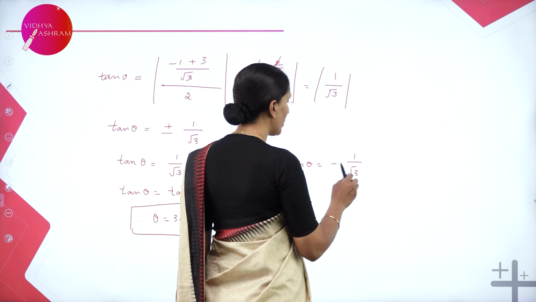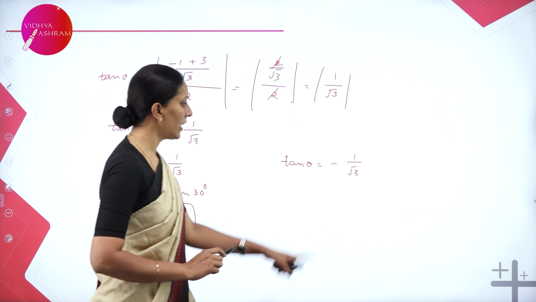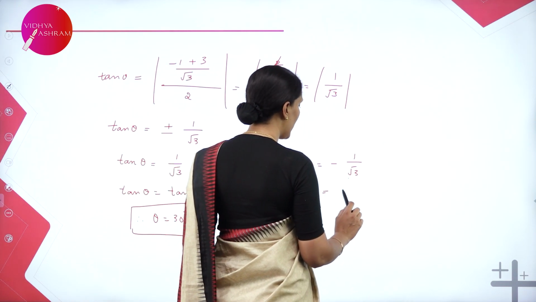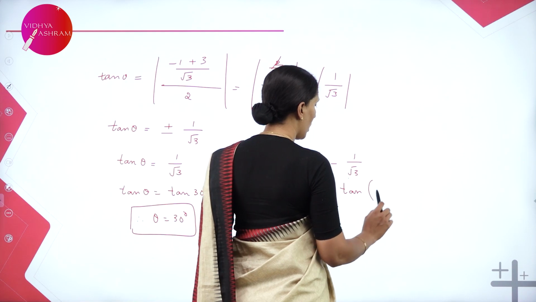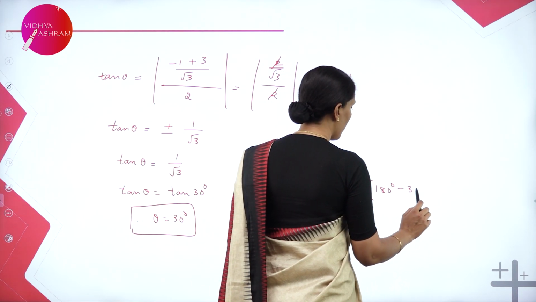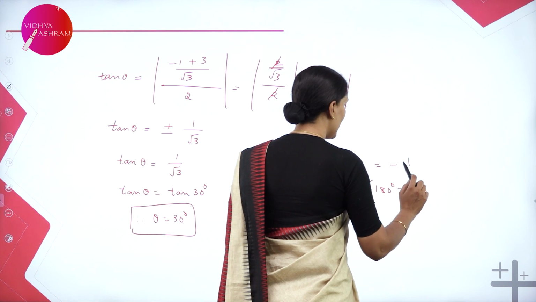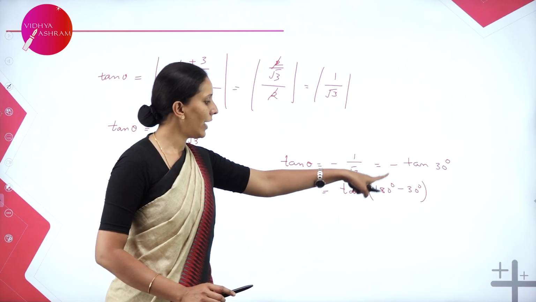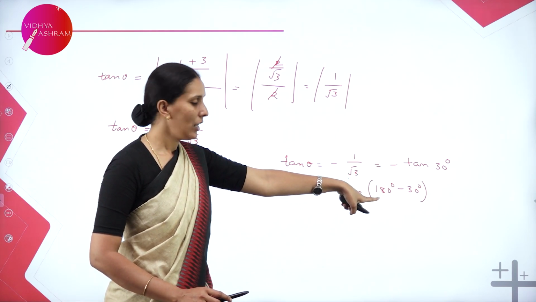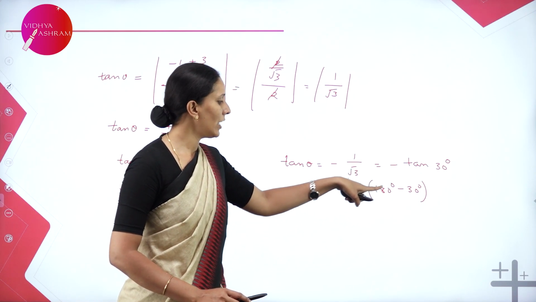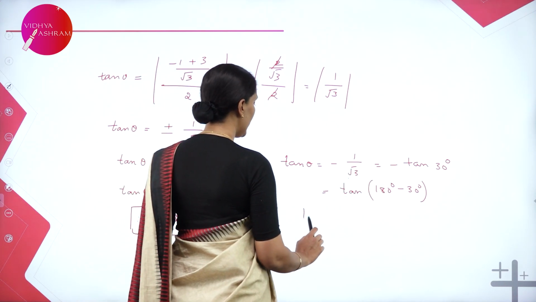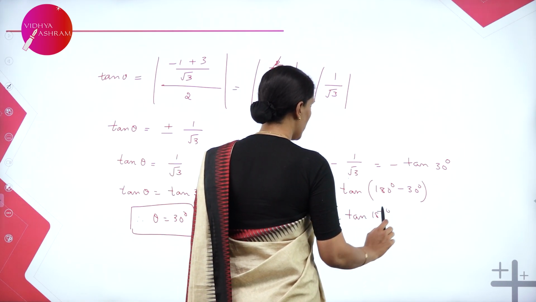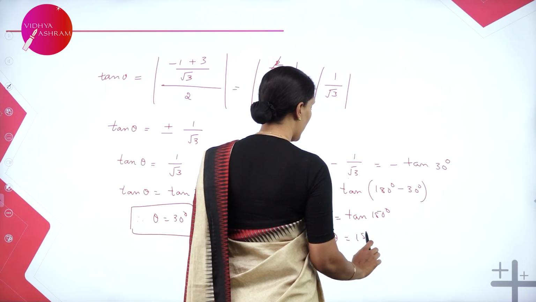So when I am talking about the obtuse angle, obviously this should lie in the second quadrant, and hence here minus root 3 can be written as tan of 180 minus 30 degree, because we know this can be written as minus tan 30 degree. And since we have minus, it should take the second quadrant angle. That's why I have written it as 180 minus 30. So now tan theta is equal to tan 150 degree. So therefore, theta is equal to 150 degree.